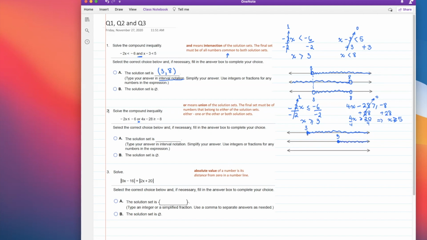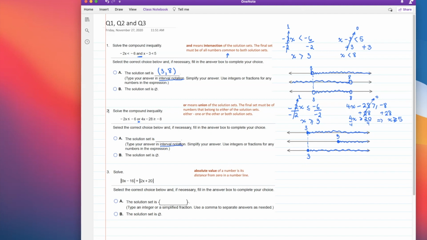Now I have to do the union, everything that is here and everything that is here. So it means that I have to start here, and I keep going, because this part here includes this one. And so this is my final answer. And again, I have to write this as an interval notation.